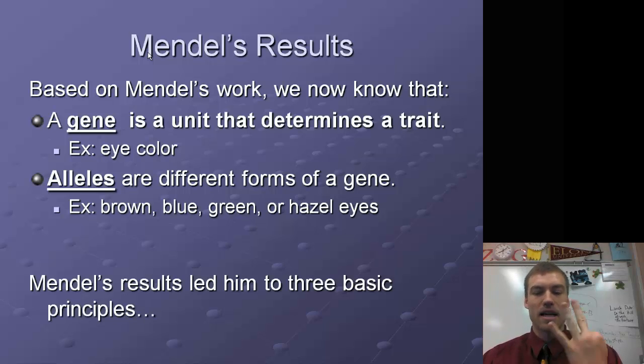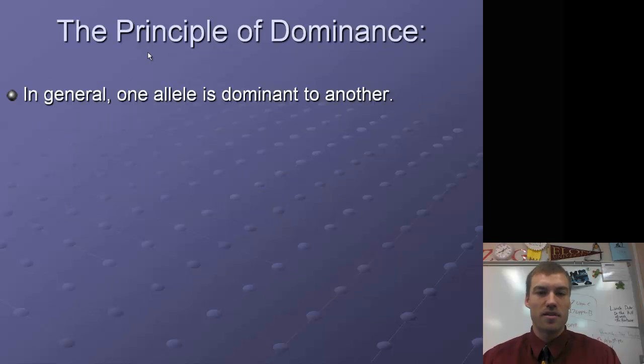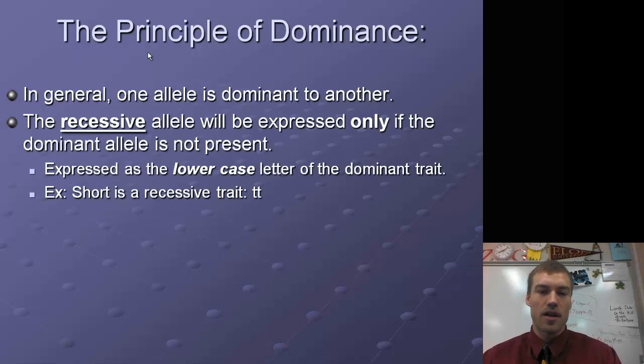And we basically have three basic principles based off of Mendel's results. Okay, in general, and we're going to learn about exceptions to this rule, but at the time he didn't know about these. The principle of dominance: one allele is dominant to another. So we've got a recessive allele and a dominant allele. The recessive allele is not going to be expressed. We're not going to be able to see the results if there is a dominant allele present. And when we write these out, we're going to write the recessive with a lowercase letter.